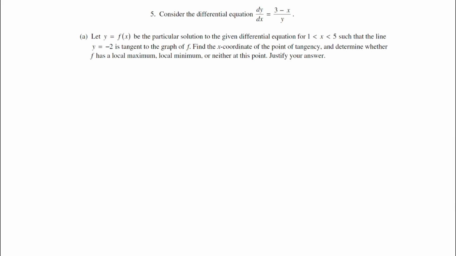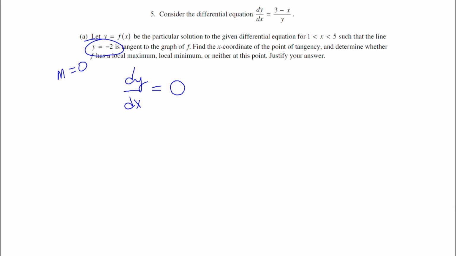On the interval 1 to 5, such that the line y equals negative 2 is tangent to the graph of f. First, find the x coordinate of the point of tangency, and then determine whether f has a local max, min, or neither at that point. So, if a horizontal line is tangent, that means that dy dx must be equal to 0, because the slope of a horizontal line is 0.